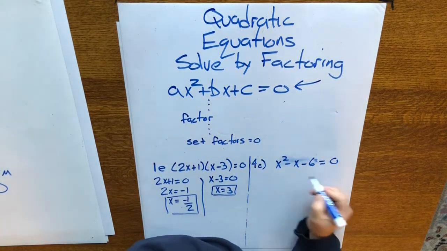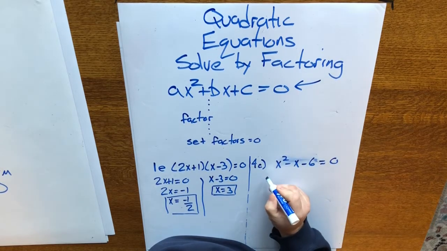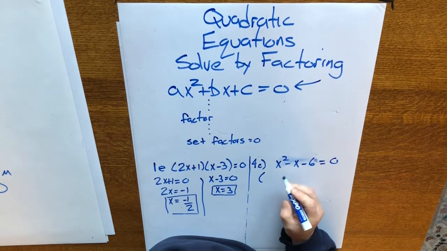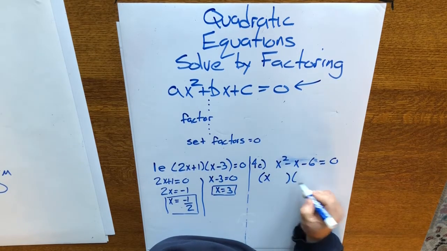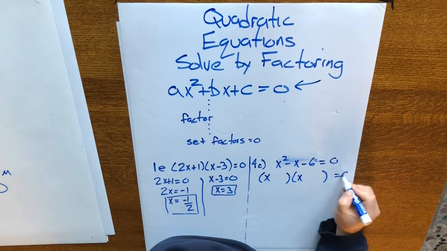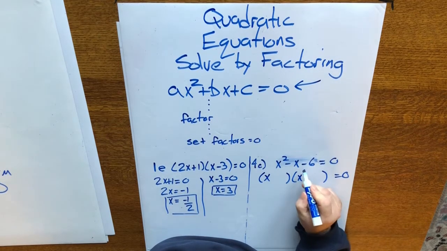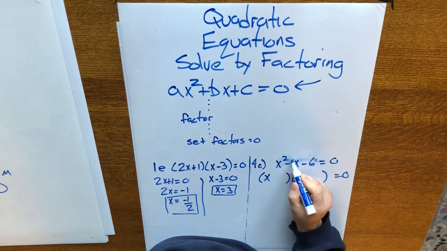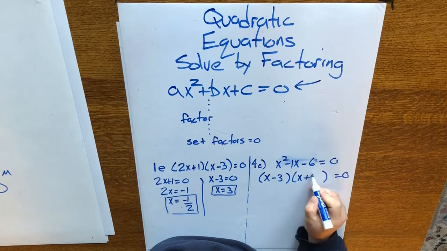This is a more typical question where it's not factored yet. So this is set up like an easy trinomial. I want you to factor it using the easy trinomial method. Make sure you always write this equals 0 at the end. So what numbers multiply together to give you -6 and add together to give you -1? The numbers are -3 and +2.